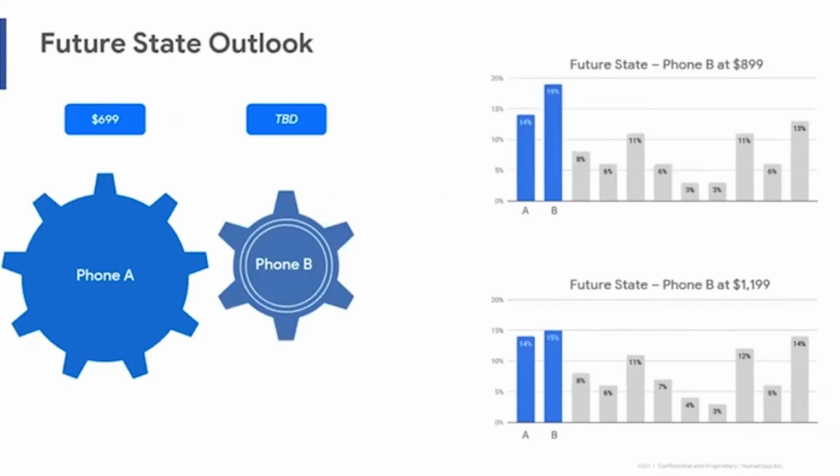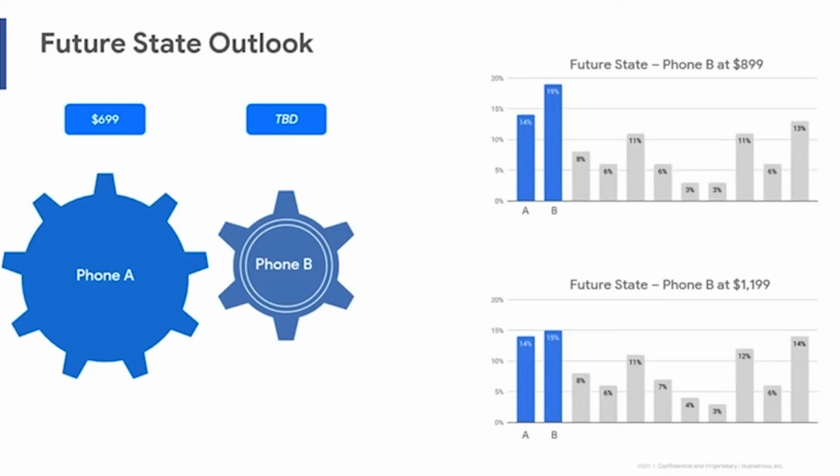Now, this client has an idea for their next smartphone, and that is going to be a more premium smartphone. And they have some new features that are going to be added to it that are going to make it different from phone A, and they've come to us to figure out which price they should set, $8.99 or $11.99. So we can plug the features of phone B into the choice simulator and see how people would choose, whether it's priced at $8.99 or $11.99.